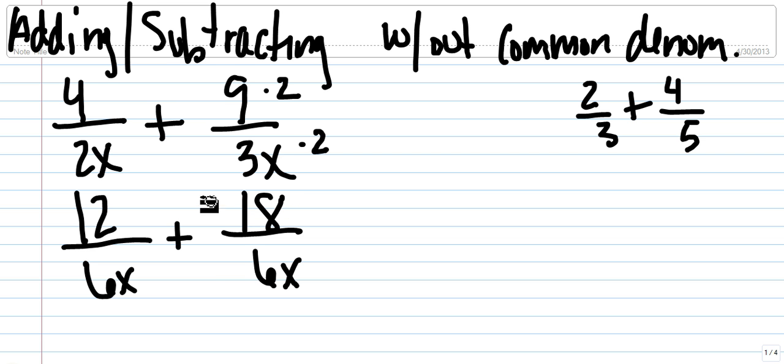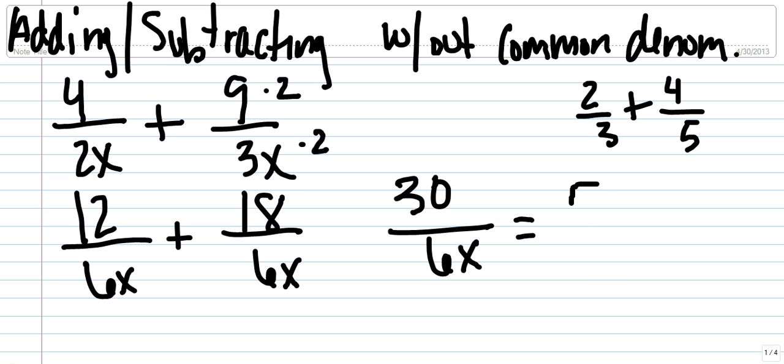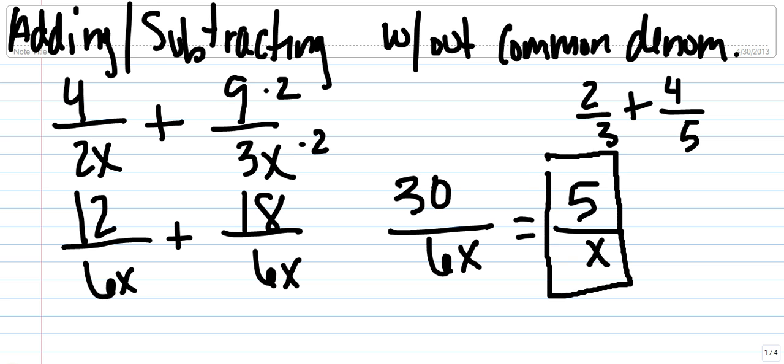Now we can add these like we learned in the last video. 12 plus 18 is 30 over 6x. Now I can reduce this because what is 30 divided by 6? It's 5. So now this will be 5 over x as my final answer. Not 5x. People assume it's 5x. Your x is on the bottom. It's going to have to stay on the bottom.